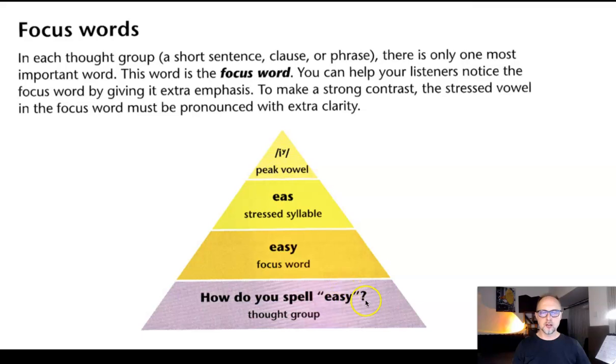So to create this contrast between easy and the other words, the E has to be pronounced with extra clarity. So it has to be much clearer than all the other vowels in that thought group. So how do you spell easy? So the E has to be very, very clear.